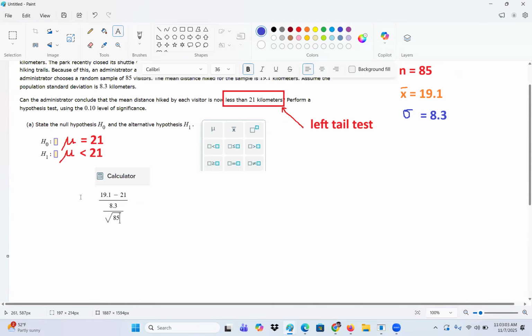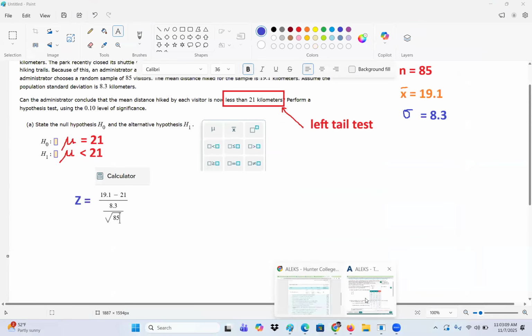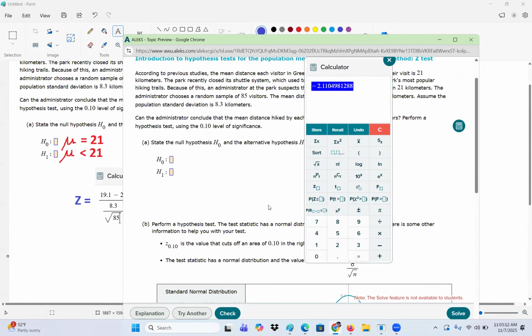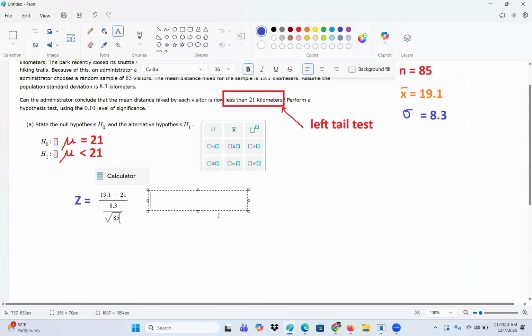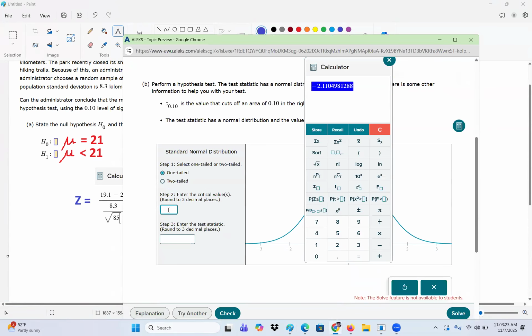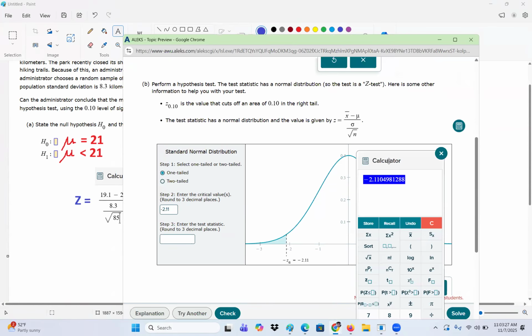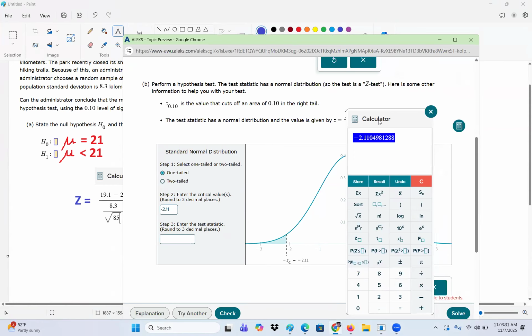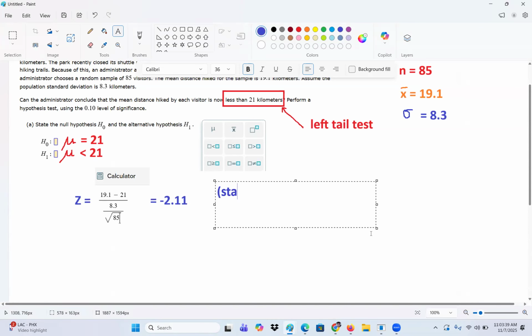So we can have the z-score equal to negative 2.11. It has to be negative when it's left-tailed. And then we can also enter a critical value of negative 2.11. So now, no, the critical value is not negative. The test statistic is negative 2.11. So this is the statistical value. We call it the test statistic. Okay.